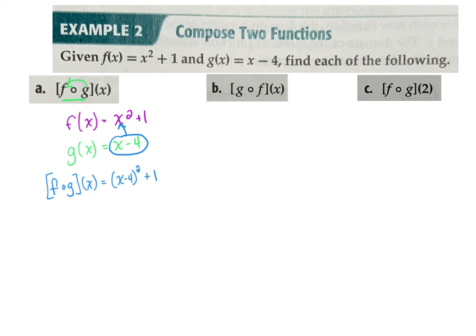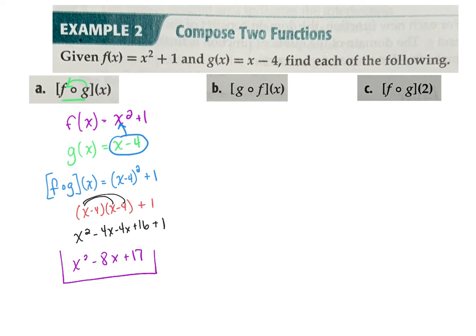That's just foiling. So we're going to do x minus 4, that is x minus 4 squared. And we're going to simplify that. X times x, times negative 4 times x, negative 4 times negative 4. Combine your like terms. All right. And that would be my composite, taking one and putting it into the other.